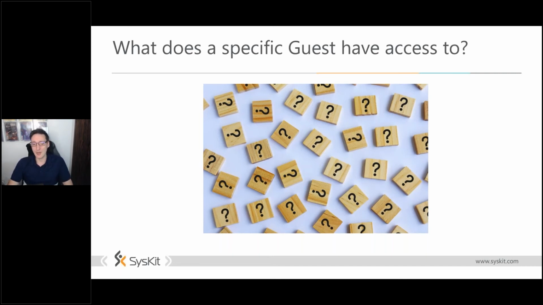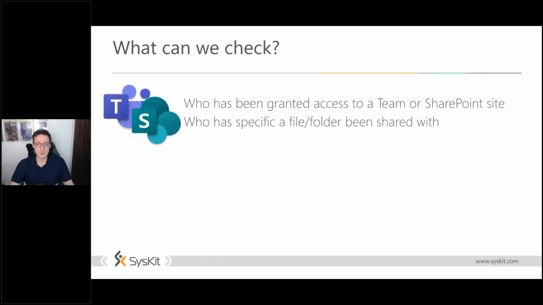So to figure out what externals have access to, individually, you could check, for example, a SharePoint site or a Microsoft team, and go in there and check the permissions on the top level. So I can see who are the people that have been invited. I can also go to a specific file or folder inside that SharePoint site and check whether it has been shared separately and a sharing link has been generated. I can check who it has been shared with.